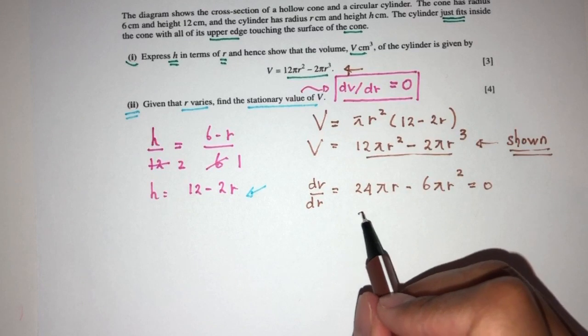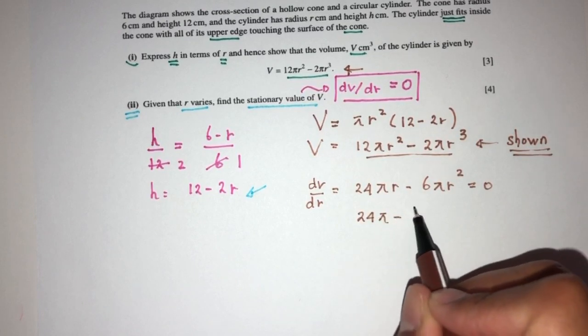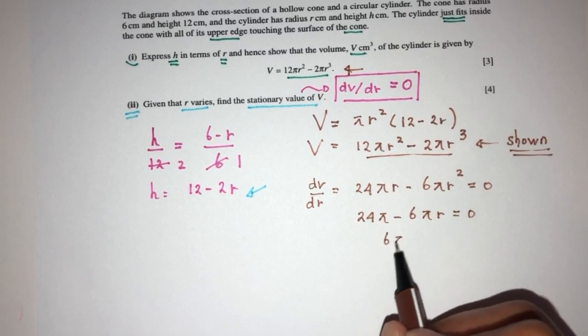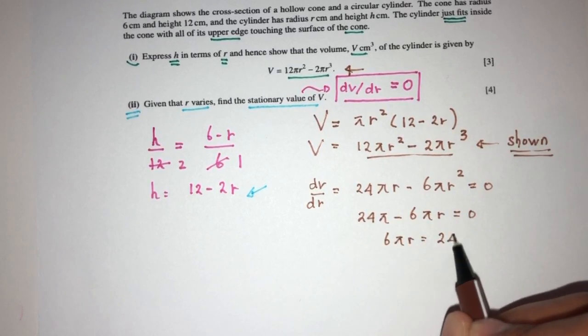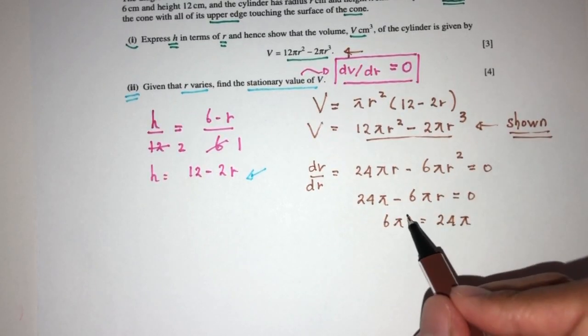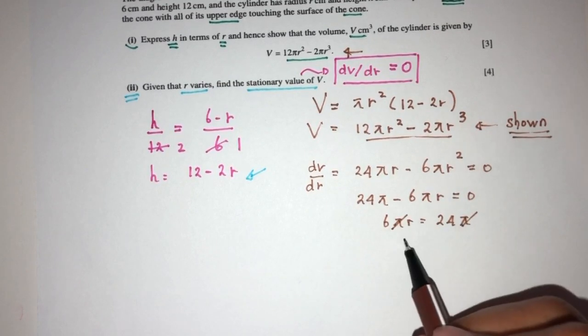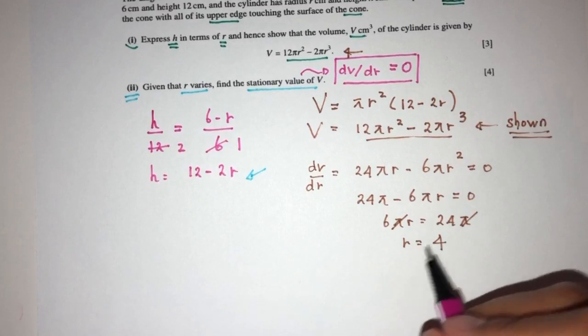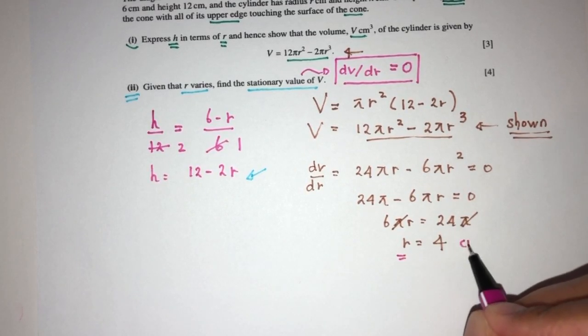You will have 24 pi minus 6 pi r equal to 0. So 6 pi r should be 24 pi. This and this will cancel out. Divide by 6, that will be the value of 4. The radius here will be 4 centimeters.